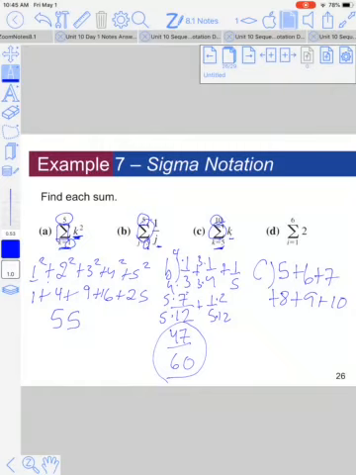Always integers. Okay, 5 plus 6 is 11. 11 plus 7 is 18. 18 plus 8 is 26. 26 plus 9 is 35, plus 10 is 45. C is 45. Let's look at D.